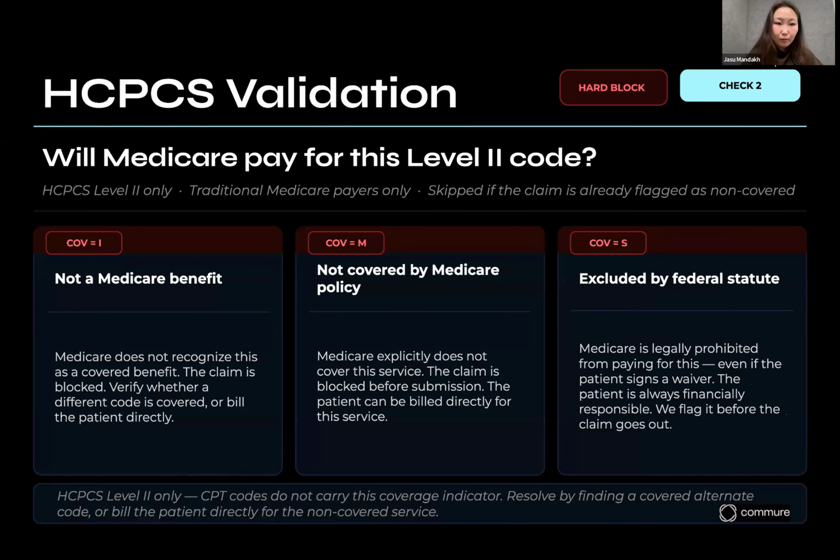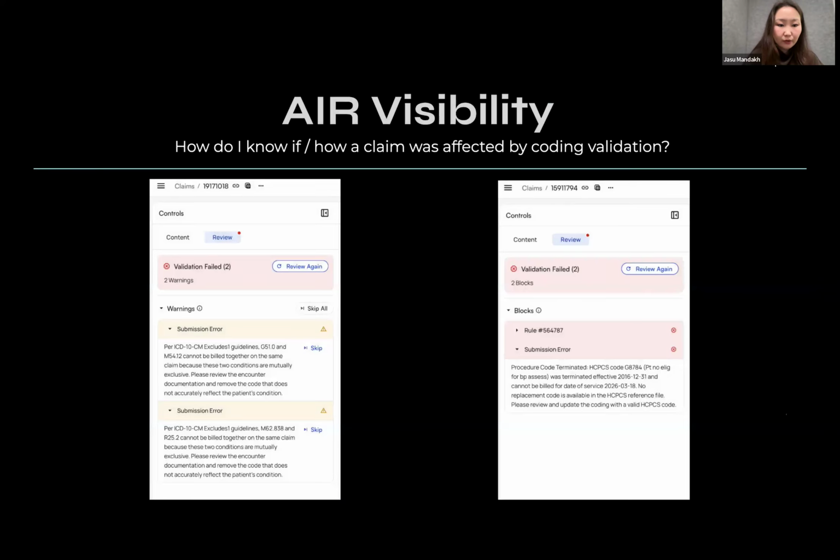For the HCPCS, it's a hard block. For the ICD validation, it's a soft block. And how it shows up is, the first screenshot over here is the soft blocks. You can see it in yellow. If you feel that this is just different for the patient's condition, you can click on skip and skip it. Another action is to remove the wrong codes or fix the ICD-10 code errors and then get it submitted. We encourage you to correct where it's applicable, where possible, but if it's really different and medically necessary, we can skip it.